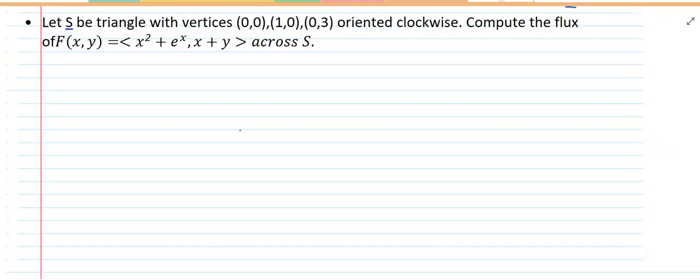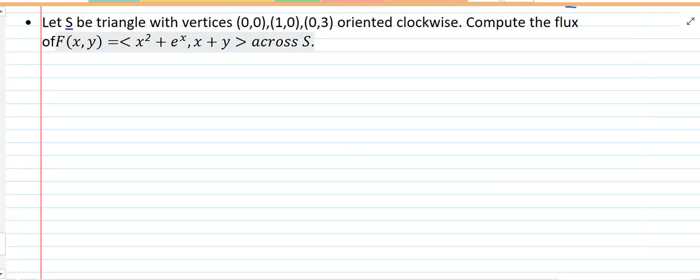Here we have an example. If S is the triangle with vertices (0,0), (1,0) and (0,3), oriented clockwise, compute the flux of this vector field across S.